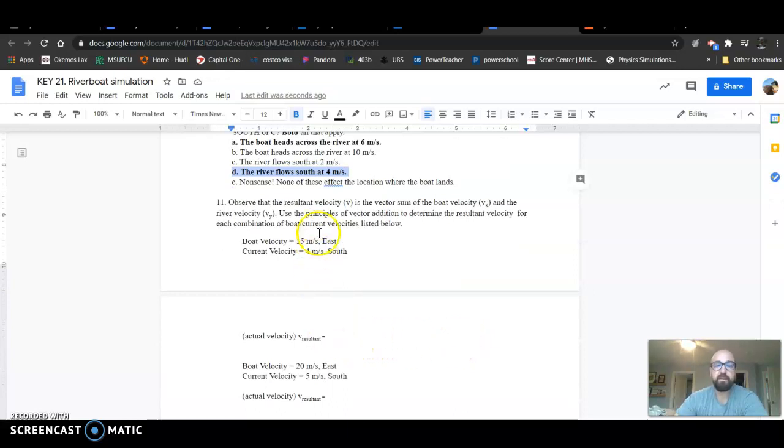And then here we've got to figure out the resultant velocity. So this is what we talked about with the Pythagorean theorem. Anytime I have two quantities that are at a right angle or perpendicular to each other, I use the Pythagorean theorem for these. So in this case, I've got the boat velocity and the river velocity, and so to get the actual velocity of the boat, that's going to be the square root.